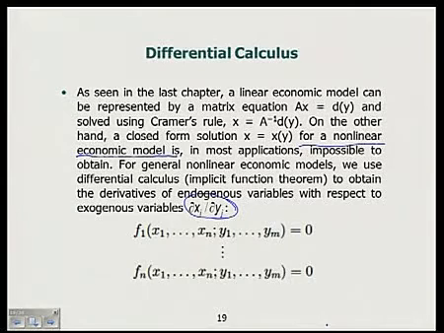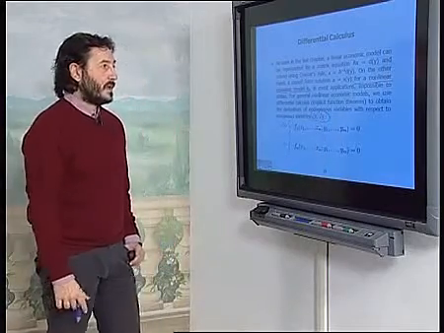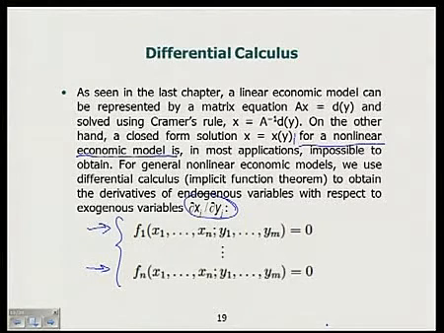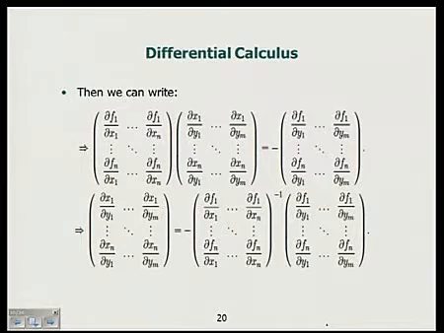Then we can build this system of functions. First function f1 in x1, xn, endogenous variables, y1, ym, exogenous variables, till fn, x1, xn, y1, ym, and we set them all equal to 0 in a nonlinear economic model. This is our constraint in a nonlinear economic model.